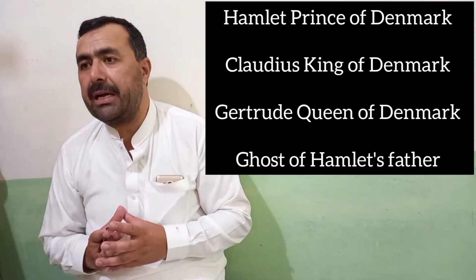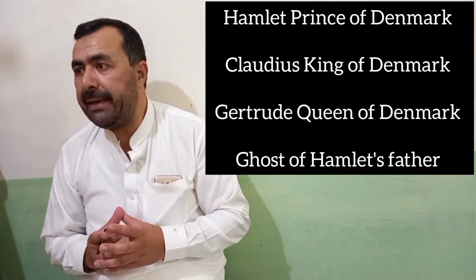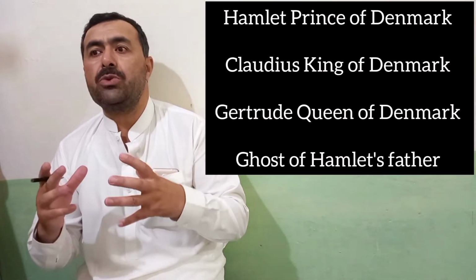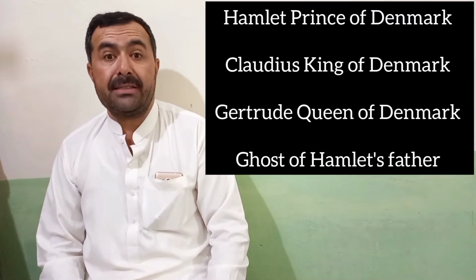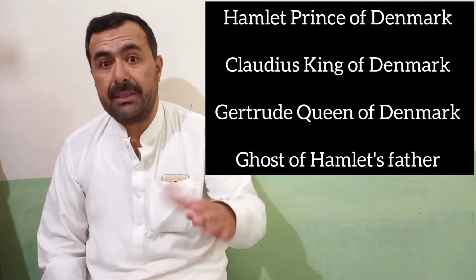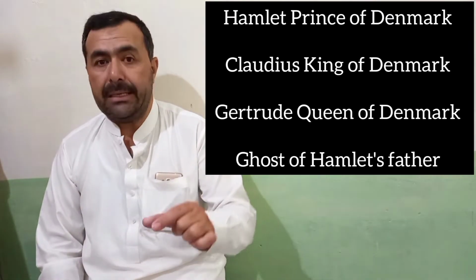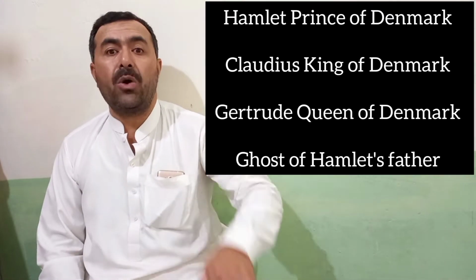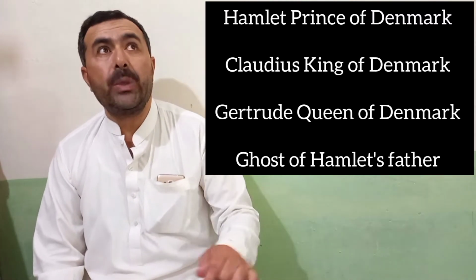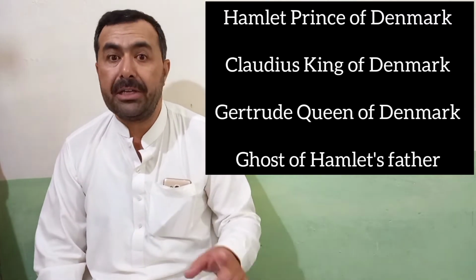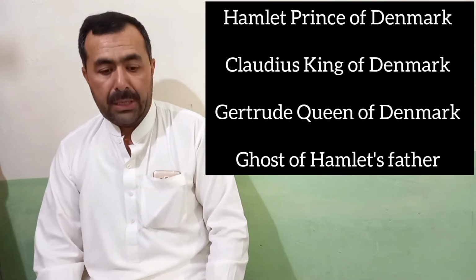Okay, characters. There are several characters. Hamlet is the main character of this play. Hamlet is the hero of this play. He is trying to avenge his father in this play, how I'm telling you. Secondly, Claudius is there. Claudius is the uncle of Hamlet, who had killed his father, and he is the king of Denmark. Gertrude, who is the queen of Denmark, wife of Claudius and mother of Hamlet.